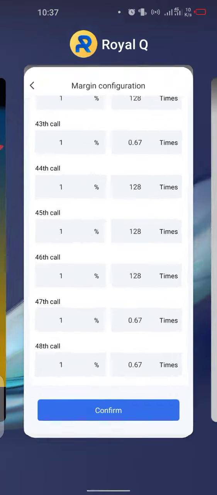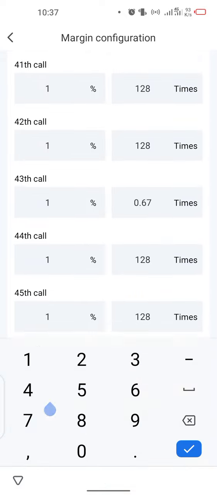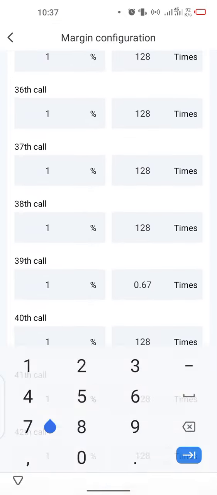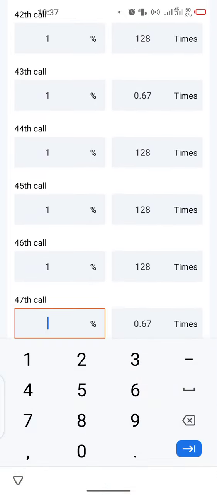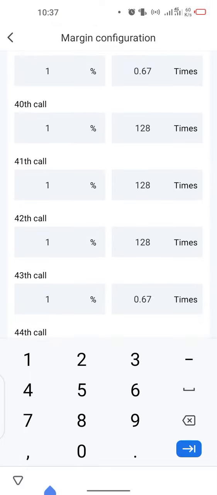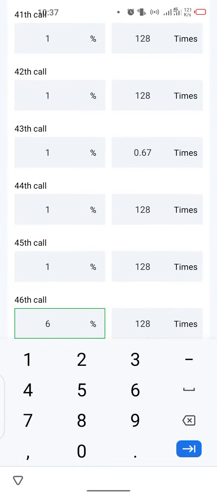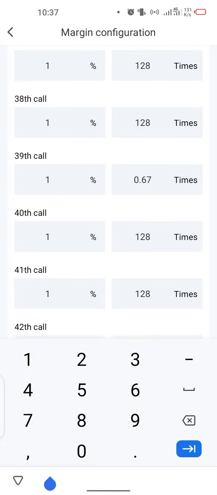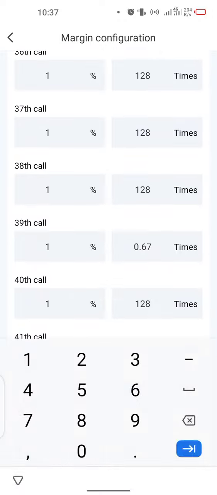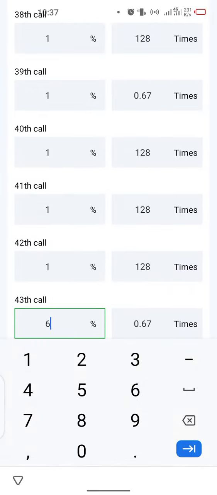So you come back here and move from that number. This will be 6%. This will be 6%. So you put 6% here, and the rest of the rows as well.